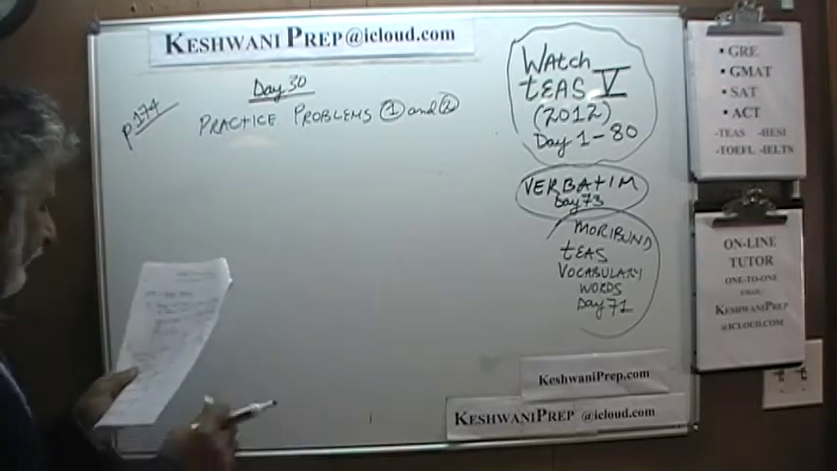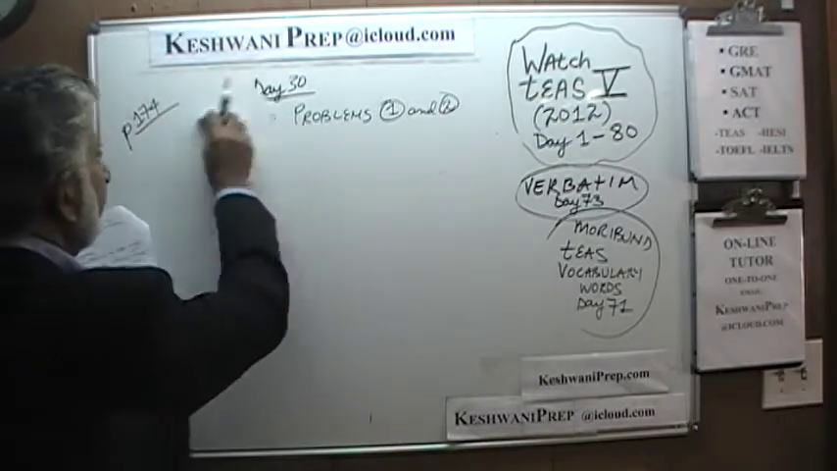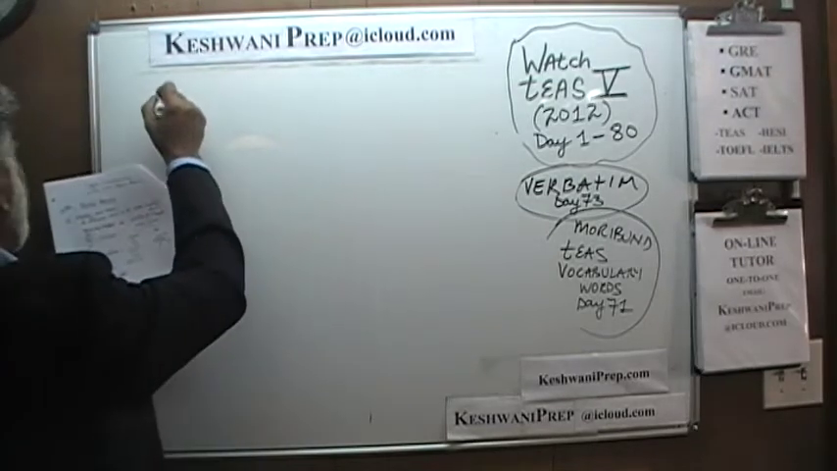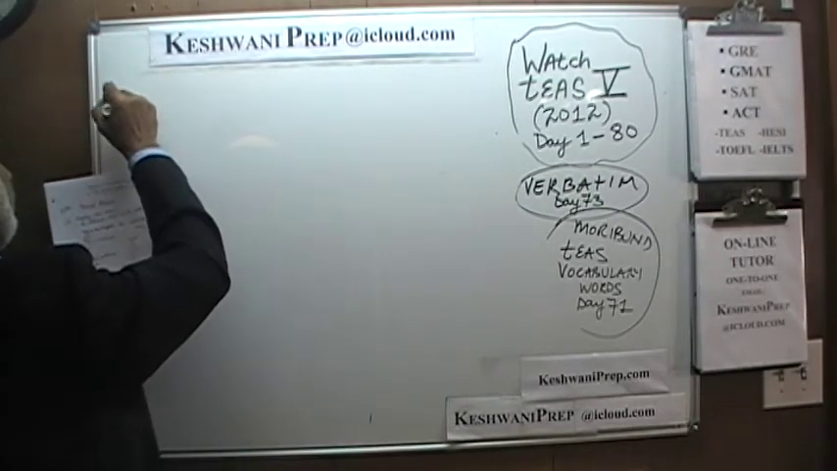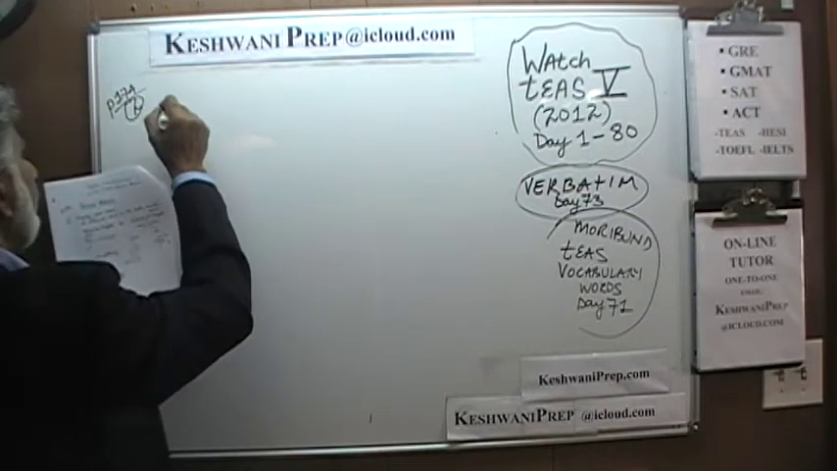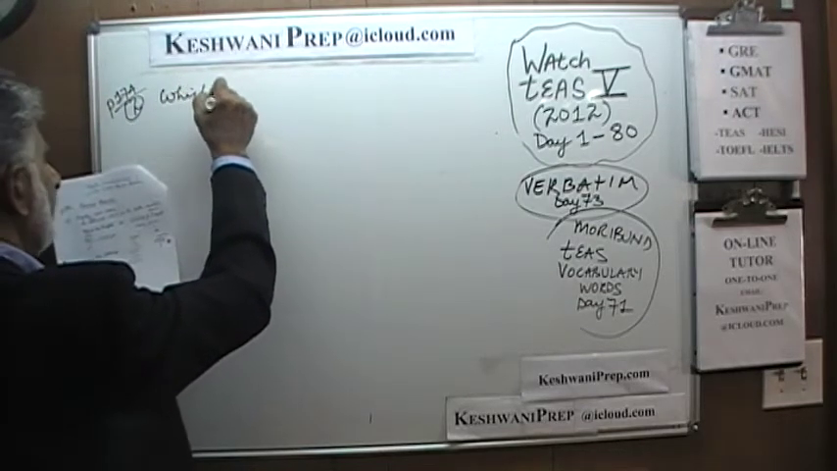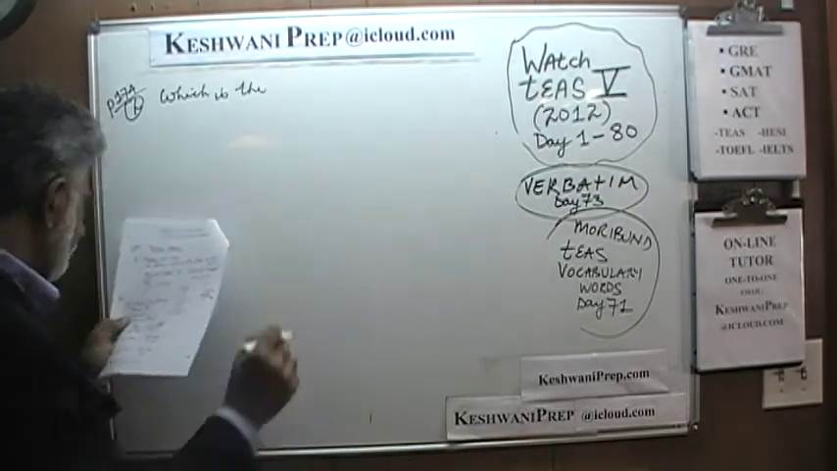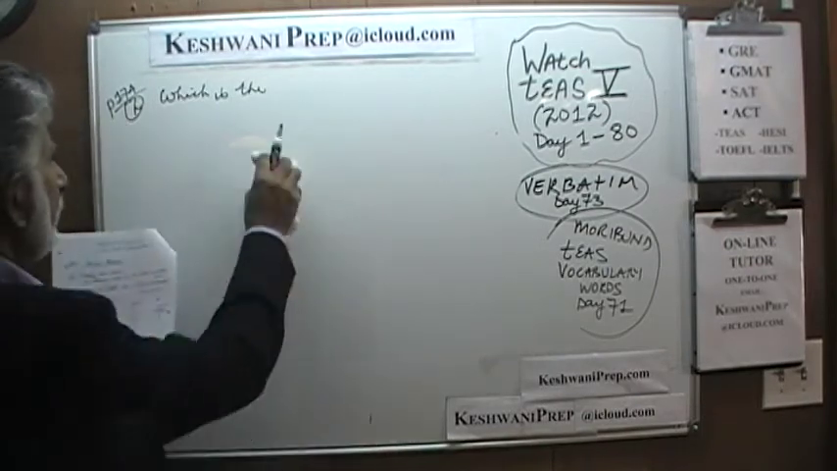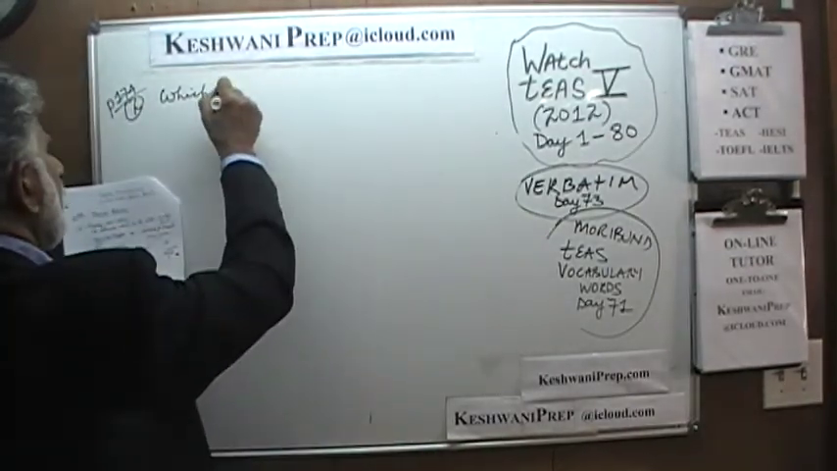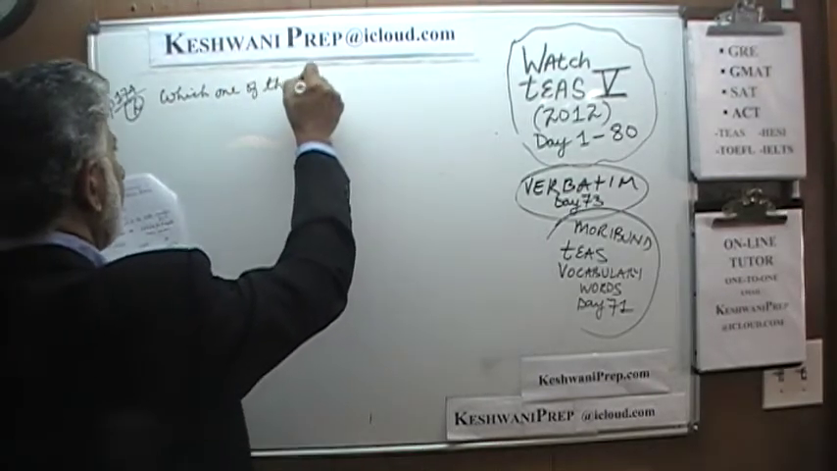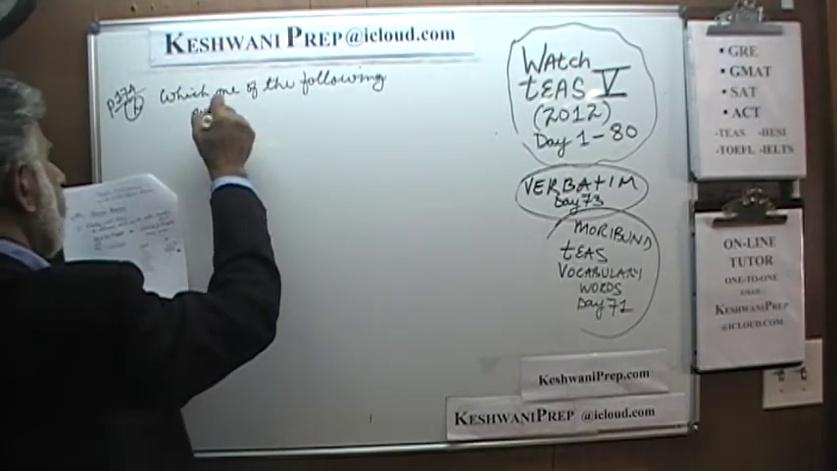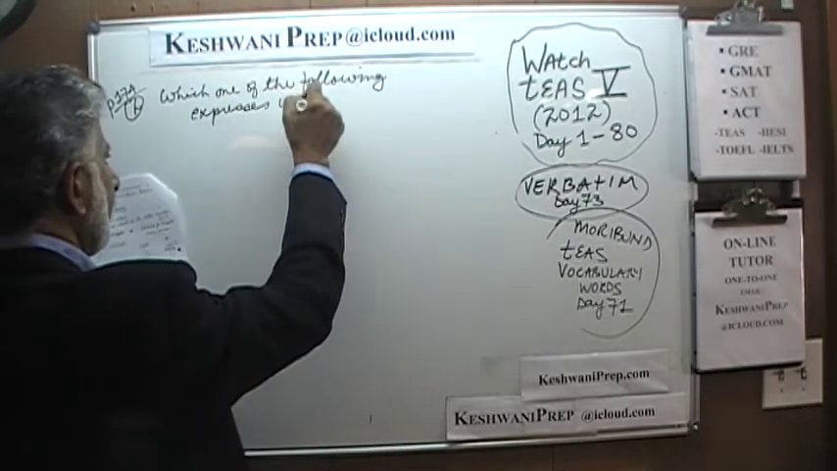Let's do the next one. It says, which of the following, I'm going to erase all of this, we need the room. We are on page 174. Number 2, page 174. It says, which one of the following expresses unit rate?